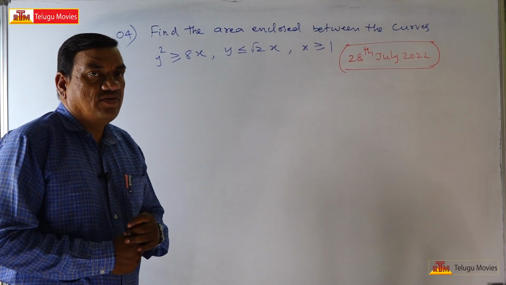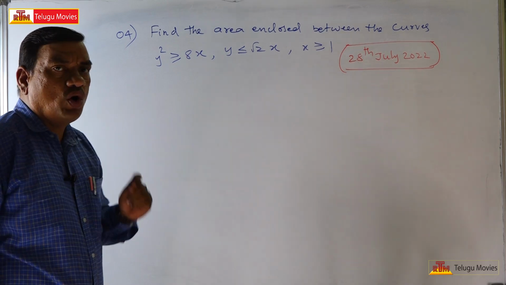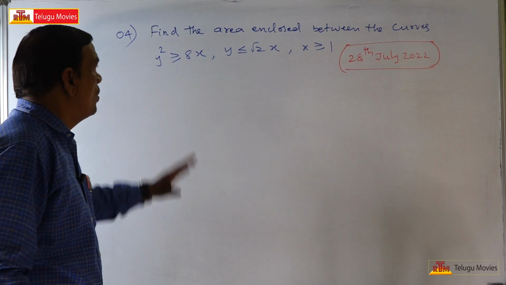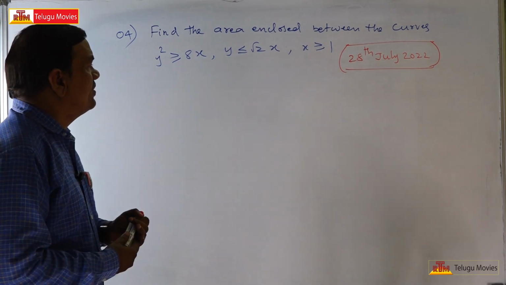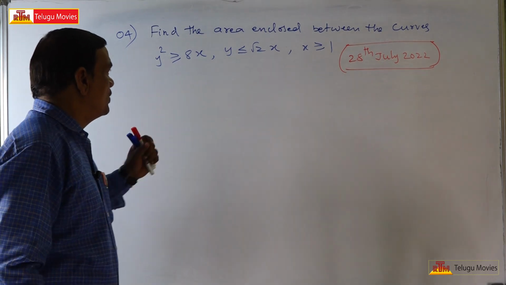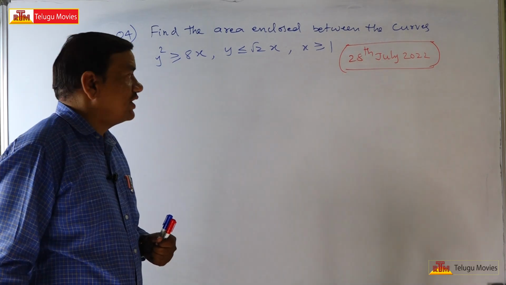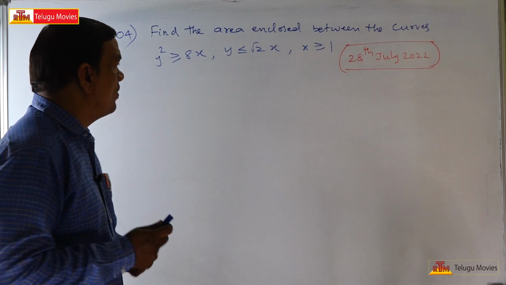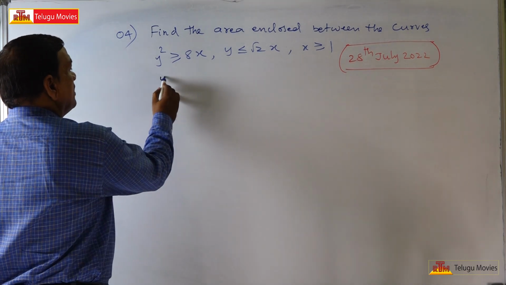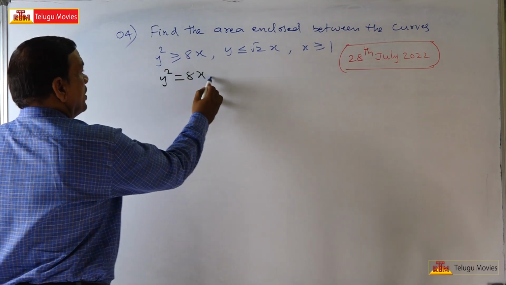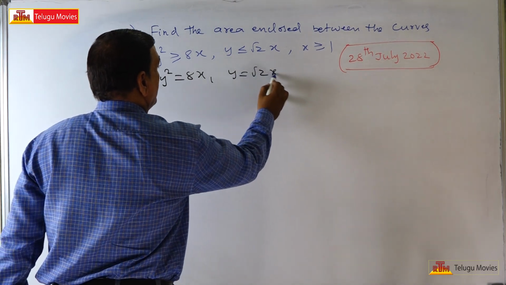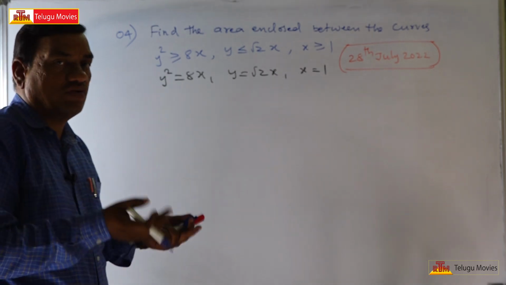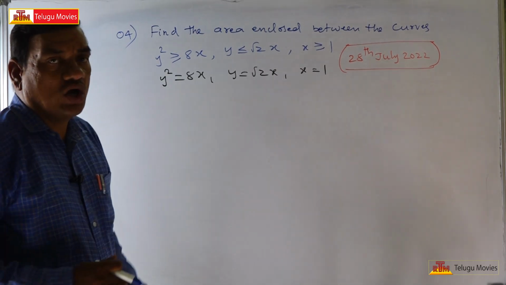So dear students, welcome to the fourth problem. One more problem is given from area under the curve. Find the area enclosed between the curves y square greater than or equal to 8x, y less than or equal to root 2x, and x greater than or equal to 1. A very, very easy problem. First draw the graphs of y square is equal to 8x, y is equal to root 2x, x is equal to 1. Afterwards we will see greater than, less than. First basically draw those curves.